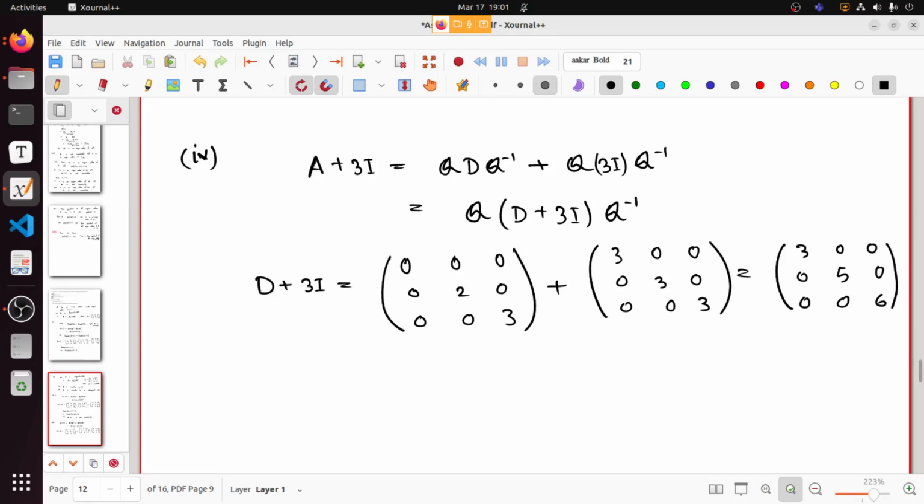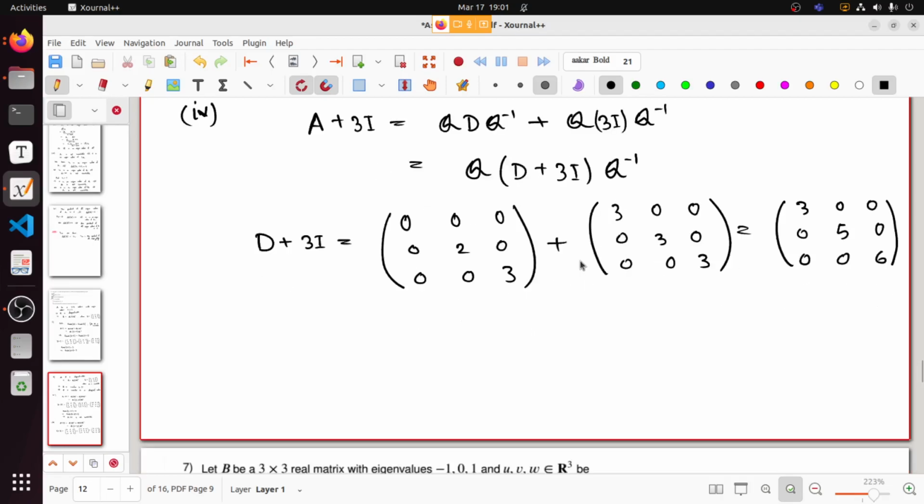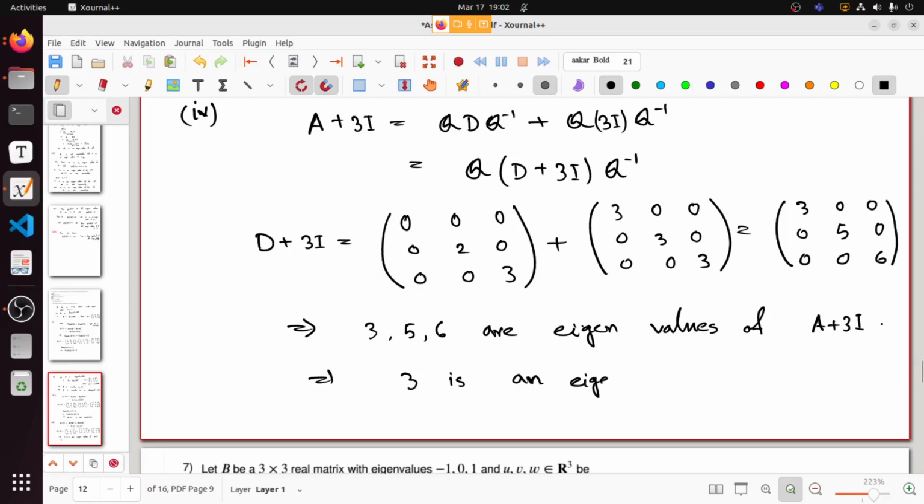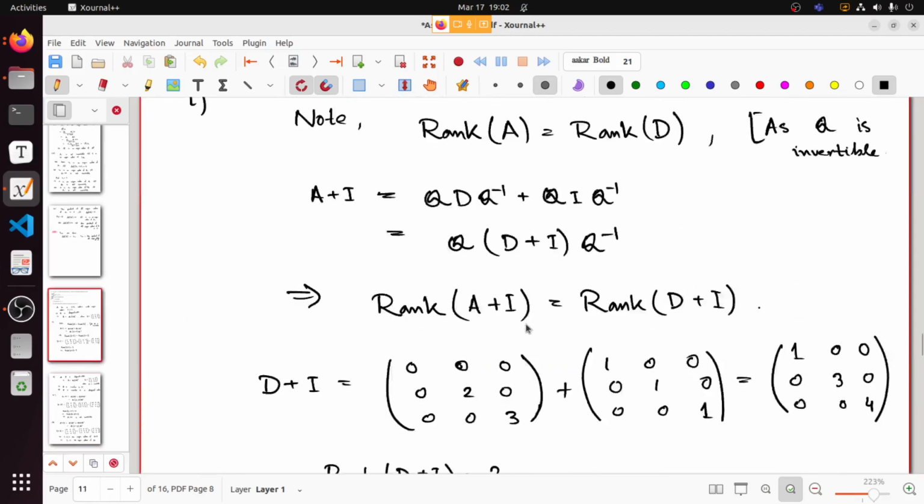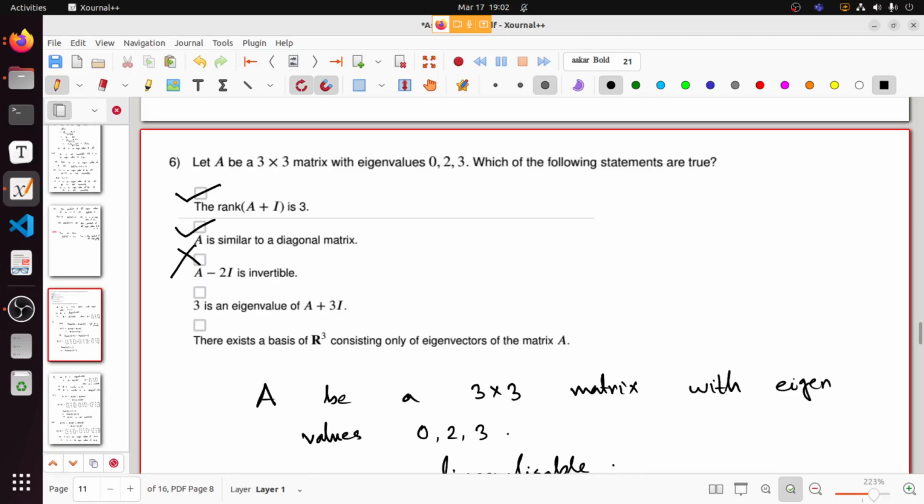So we get D plus 3I is a diagonal matrix, so A plus 3I can be written as Q (D plus 3I) Q inverse, which implies that 3, 5, 6 are the eigenvalues of A plus 3I, right? So 3 is an eigenvalue of A plus 3I. So option number 4 is again correct. 3 is an eigenvalue of A plus 3I.